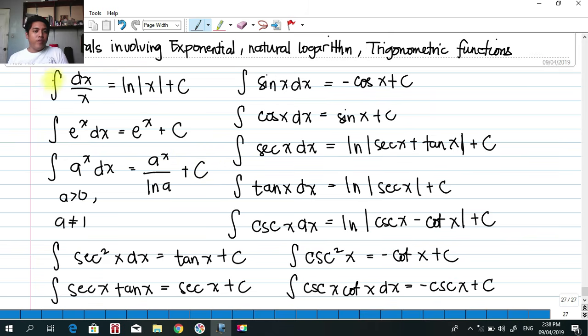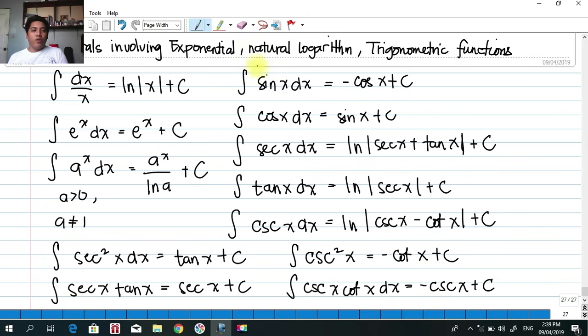For number one, we have the integral of dx over x. That is equivalent to the natural logarithm of the absolute value of x plus c. And the integral of e raised to x dx is equal to e raised to x plus c, simply. And the integral of a raised to x dx is equal to a raised to x over ln of a plus c, where a is a constant value that should always be greater than 0 and should not equal 1.